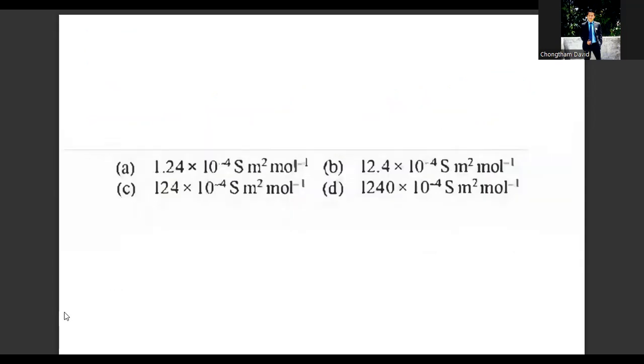Yes, the option is there in option B: 12.4 into 10 to the power minus 4. This is the answer to question number 3. Moving on to the next question, question number 4.